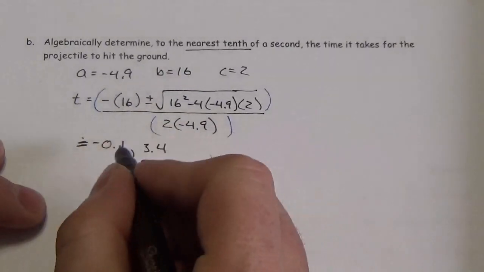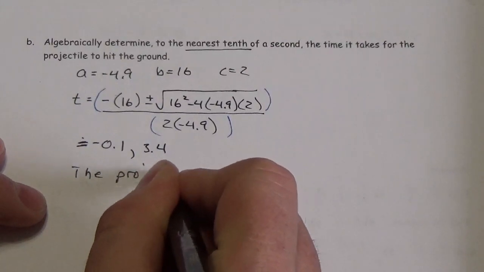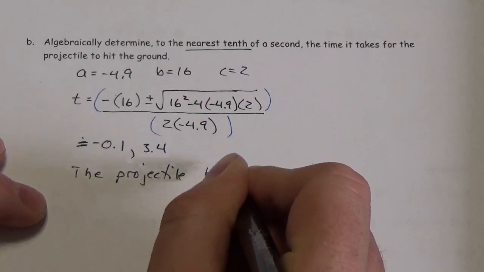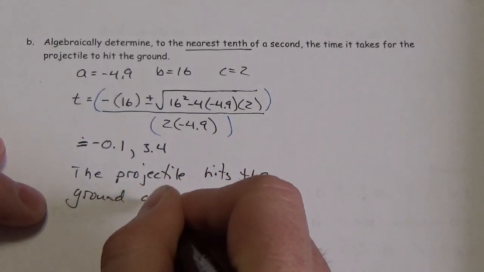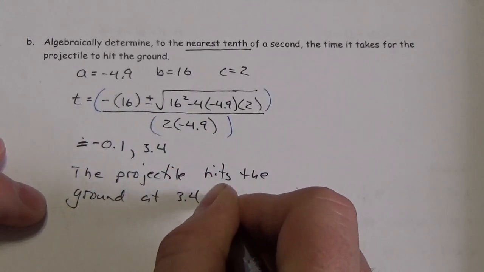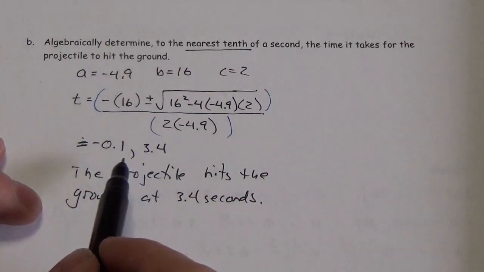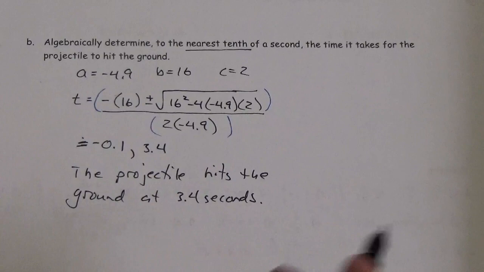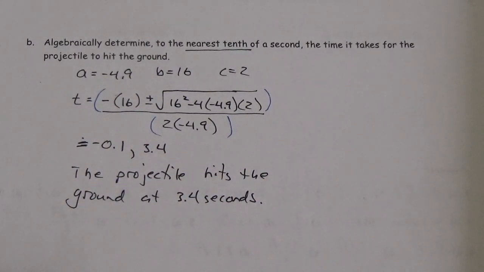So when does the projectile hit the ground? The projectile hits the ground at 3.4 seconds. So we're effectively rejecting that negative root because it doesn't make any sense. I know I went through that a little bit slowly, but I hope that makes sense.